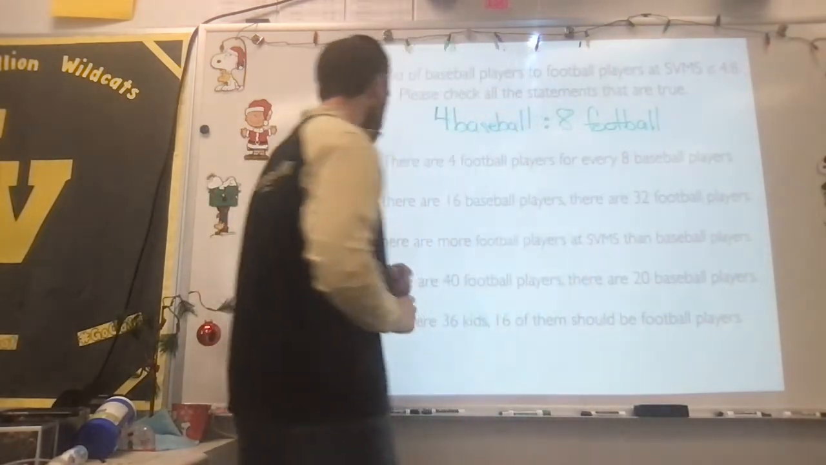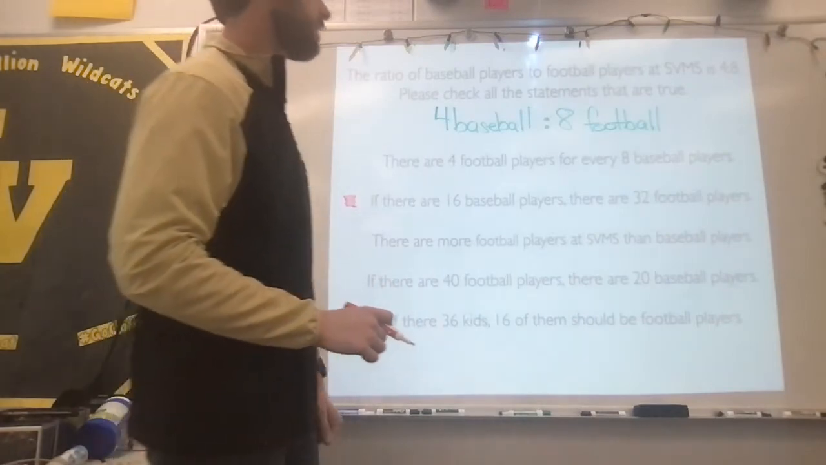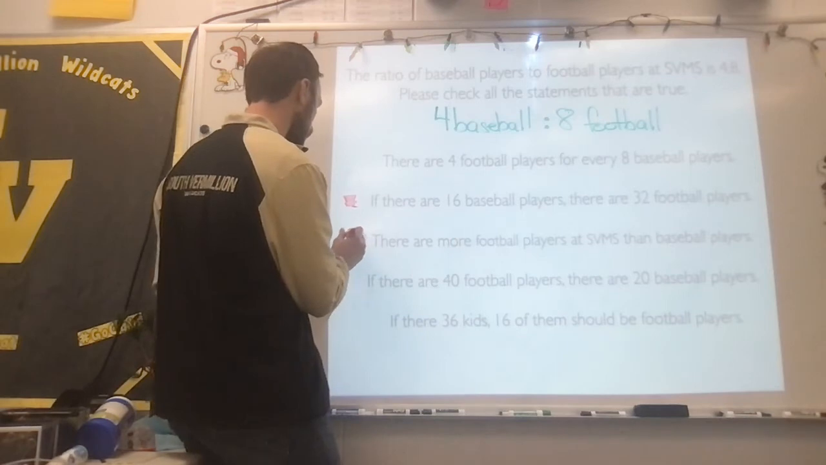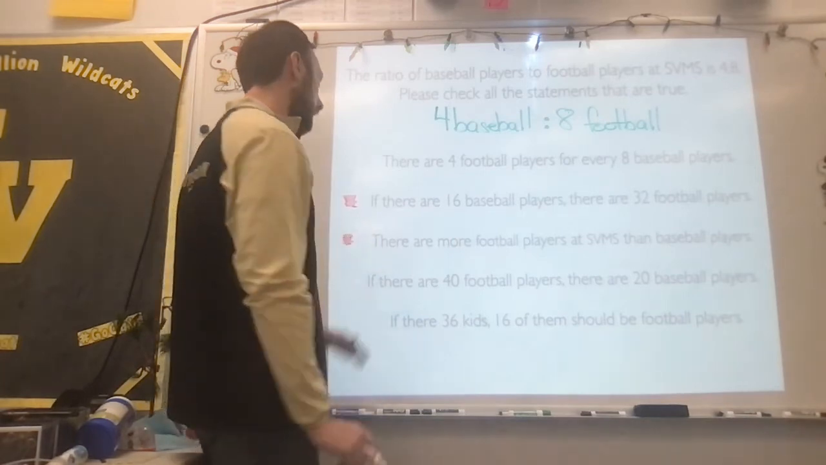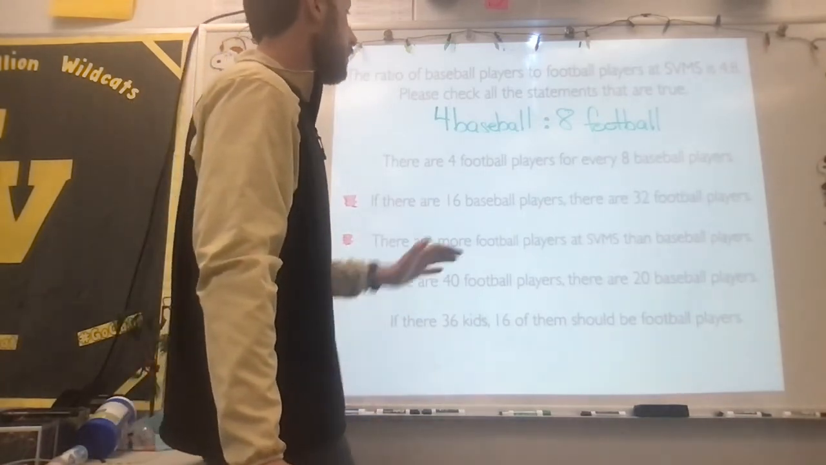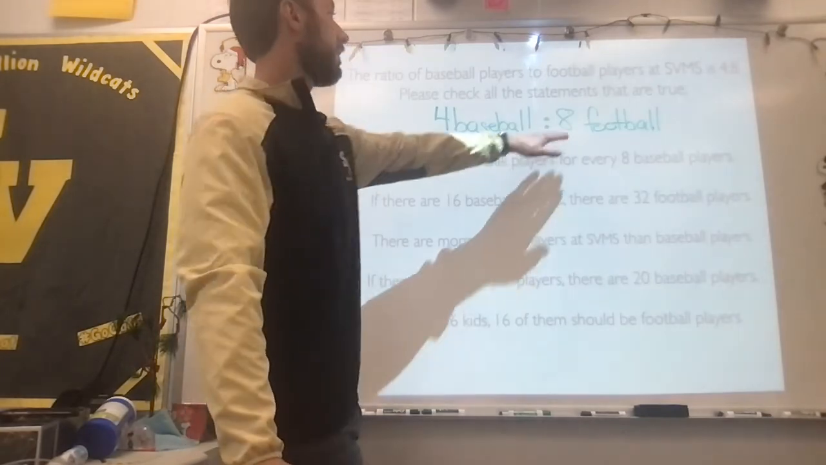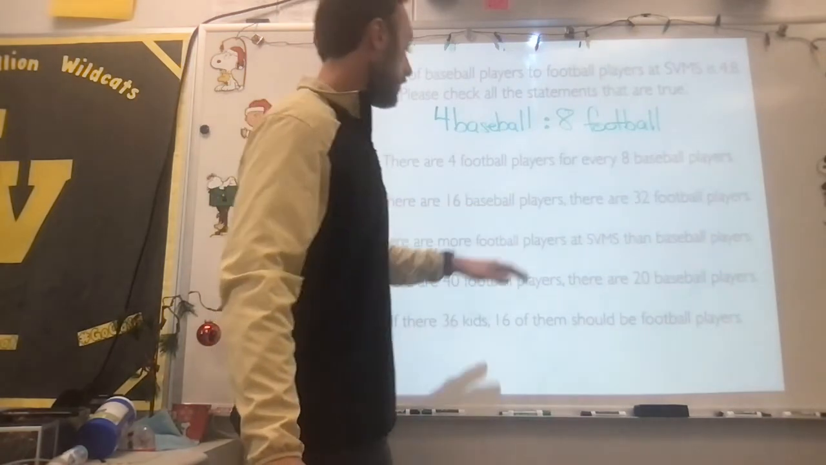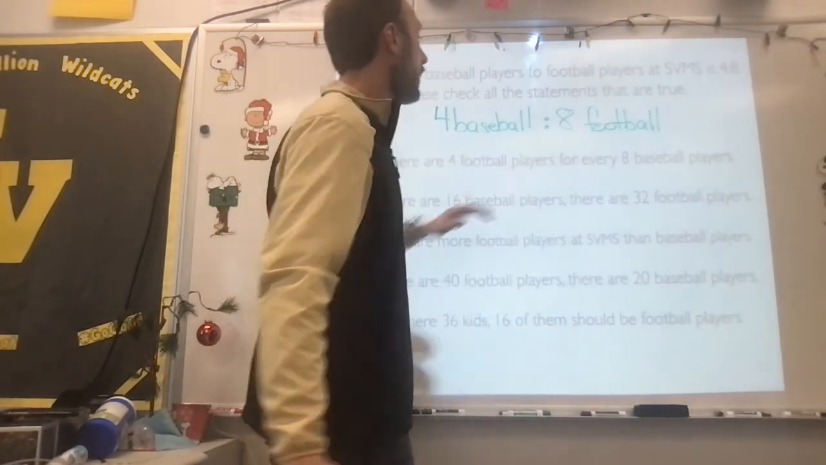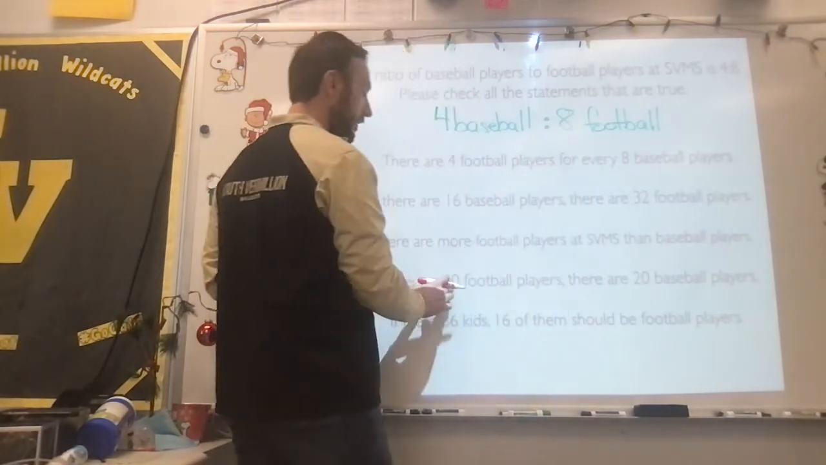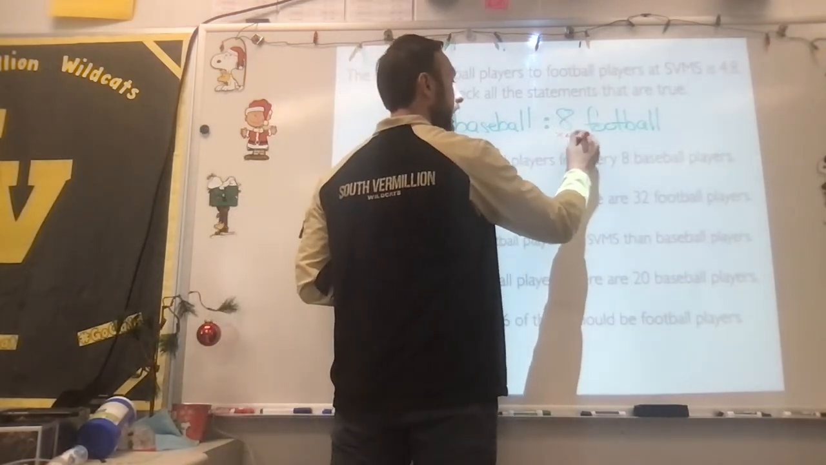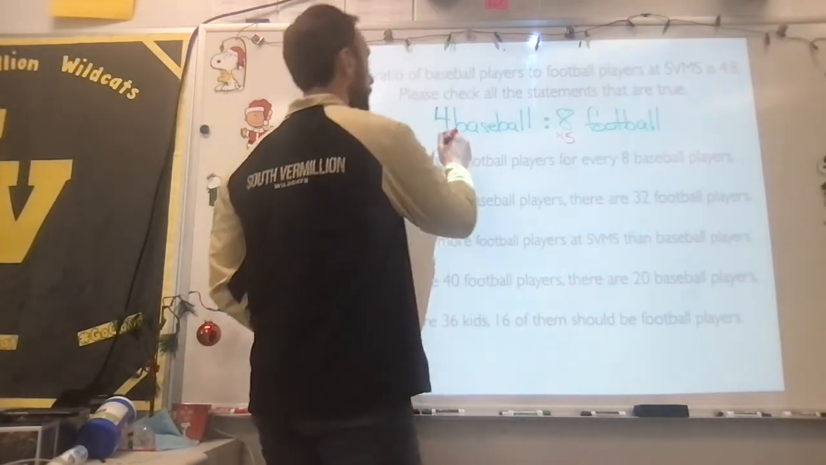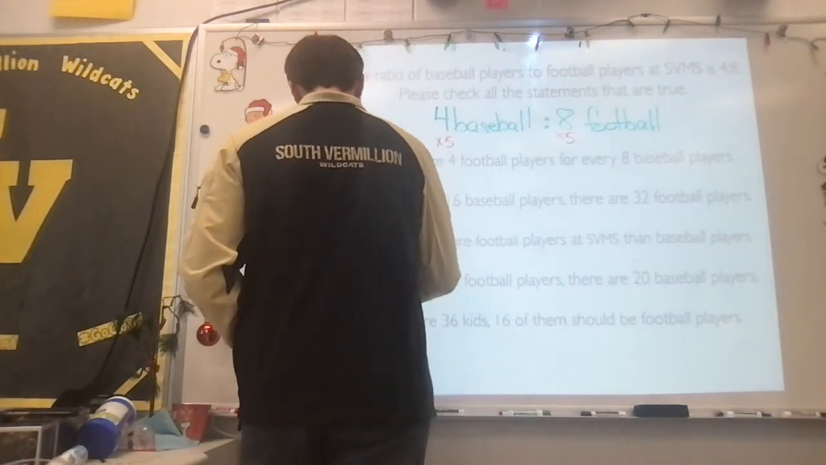Next one says, there are more football players at SVMS than baseball players. 8 to 4, true to me. If there are 40 football players, there are 20 baseball players. Well, be careful because I flipped the order, we have to look at the words. We're talking about football here, we're talking about football here. What do you have to multiply 8 by to make it 40? Times 5. What do you have to multiply 4 by to make it 20? Times 5. So be careful there.